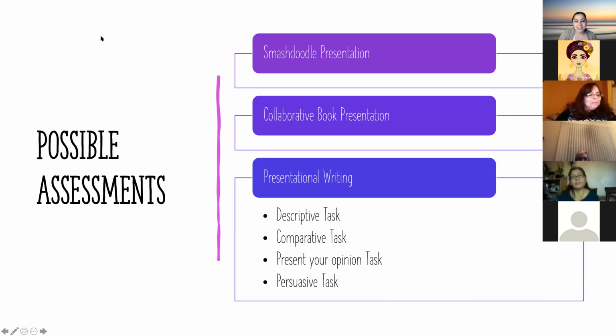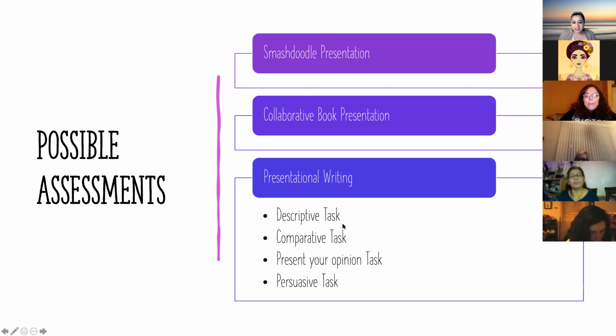So we have different ways you can assess. You can have them do a smash doodle presentation. I'll explain what that is in just a second. You can have them do a collaborative book presentation. I talked about that briefly earlier, how the students made a big poster, and then they just said, okay, you're talking about chapters 1 and 2, you're talking about 3 and 4, and then they're going to come present to me. And you can have them do presentational writing, okay?